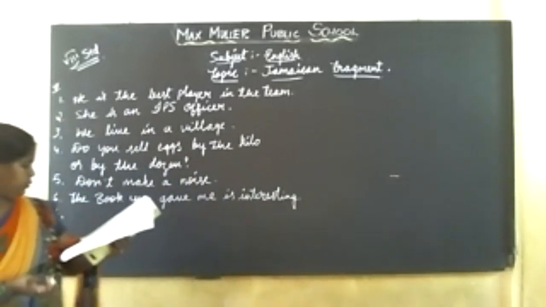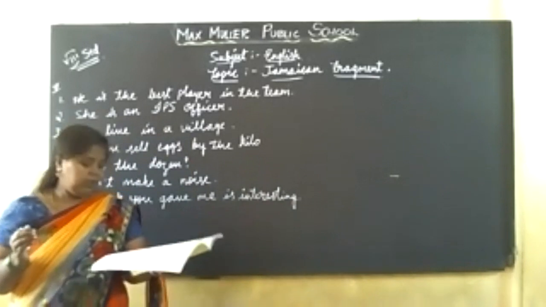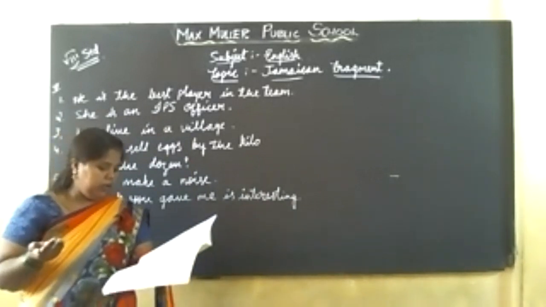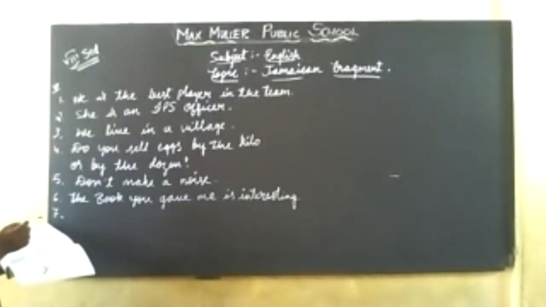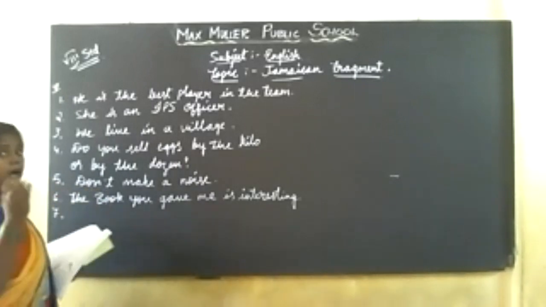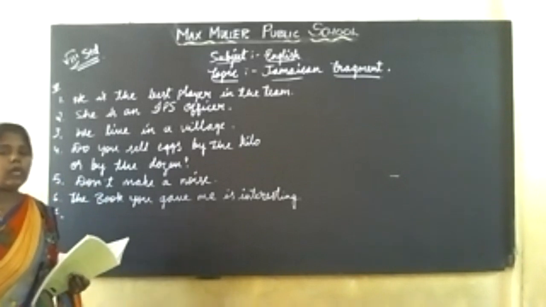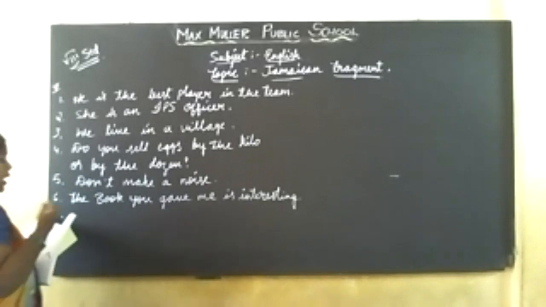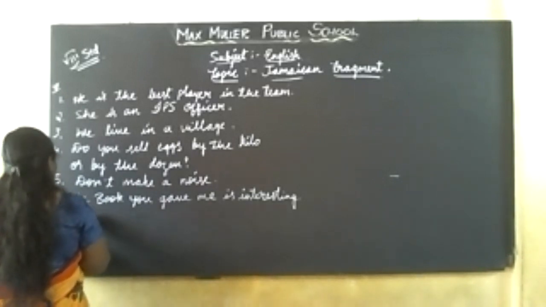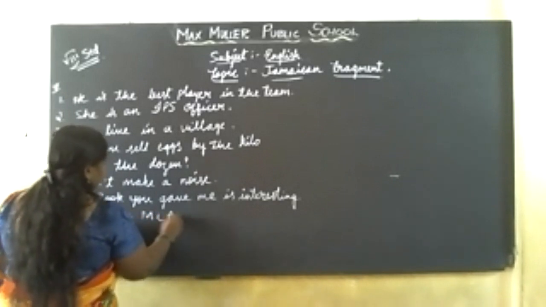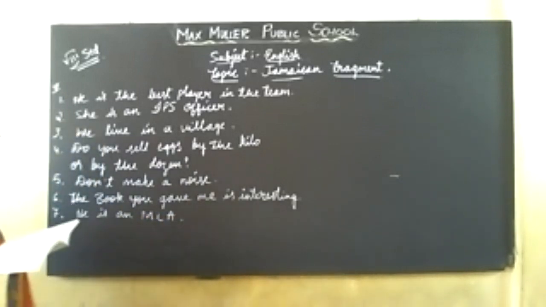So the seventh one, he is a MLA. Okay, so here what we have to write? So M begins with the A sound. So see here, MLA, A sound, right? So A sound means it's a vowel sound. So we have to use an. Okay. He is an MLA.